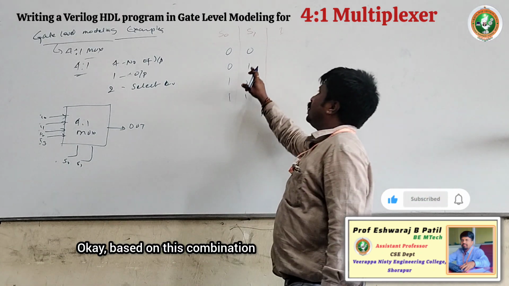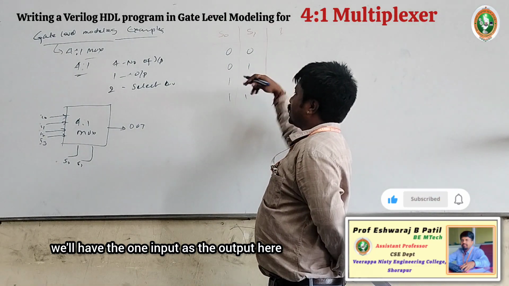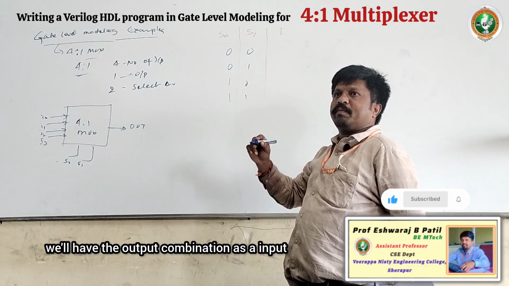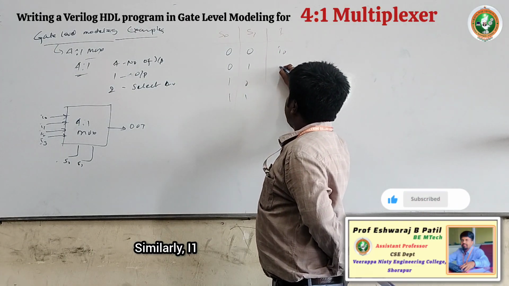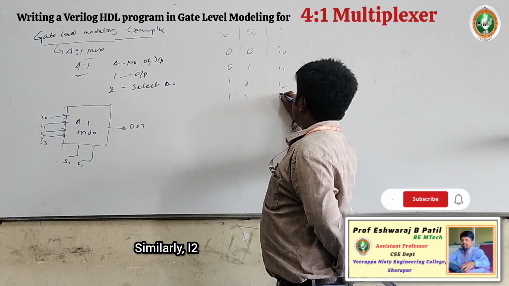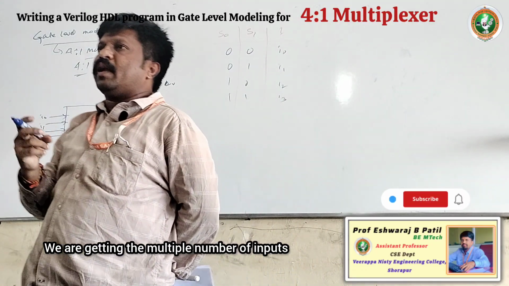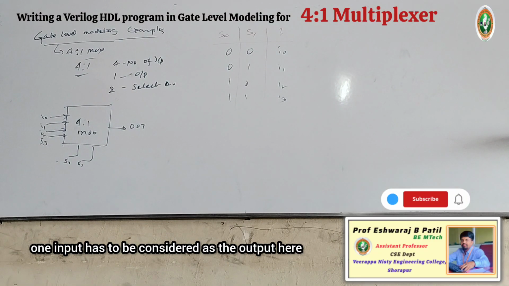00, 01, 10, 11. Based on this combination we select, for each combination, one input as the output. For the 00 select line combination, the output is the input I0. Similarly I1, similarly I2, similarly for this combination I3. So we are getting multiple inputs, and among those inputs one input has to be considered as the output here.